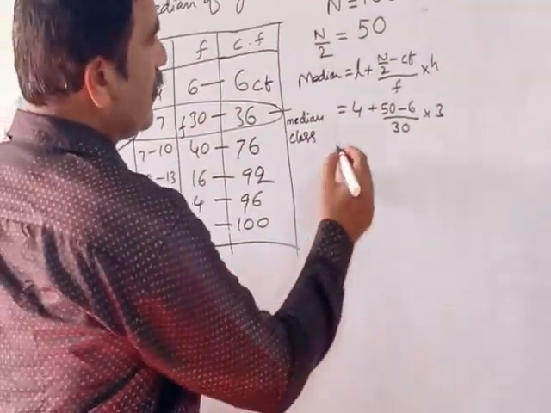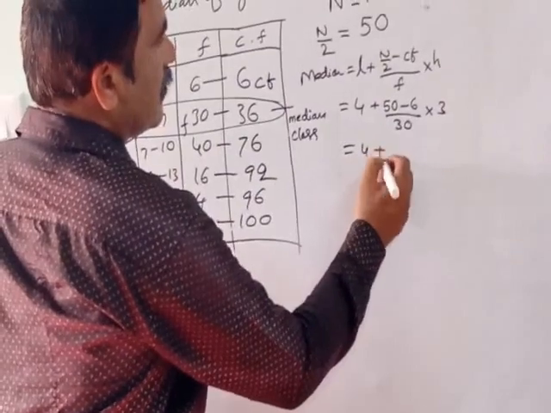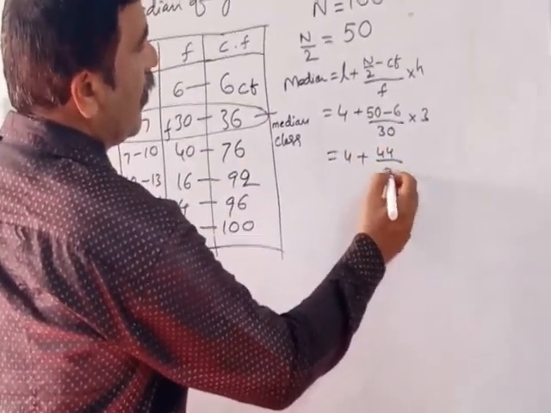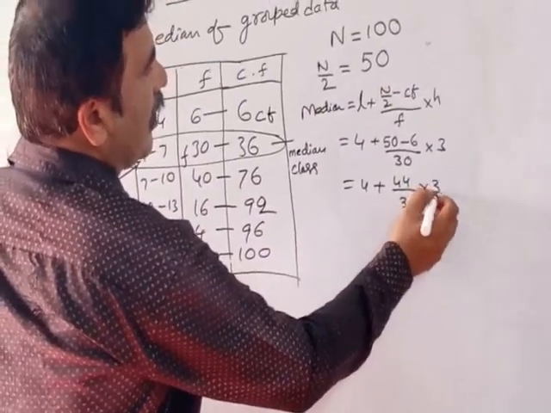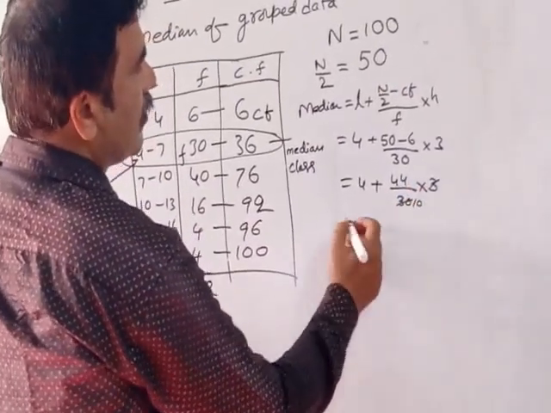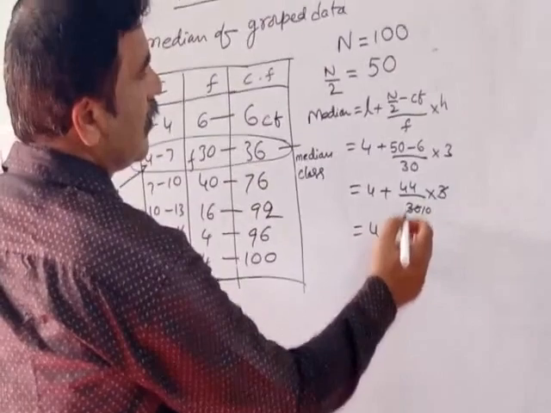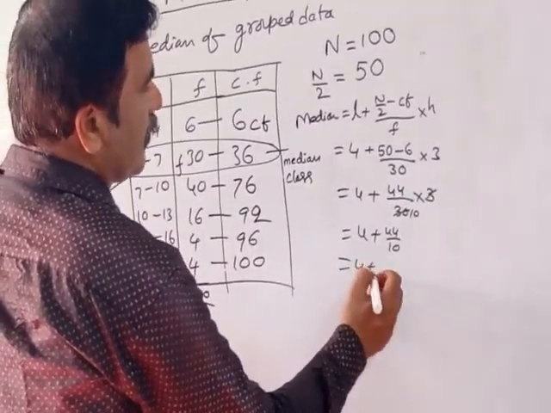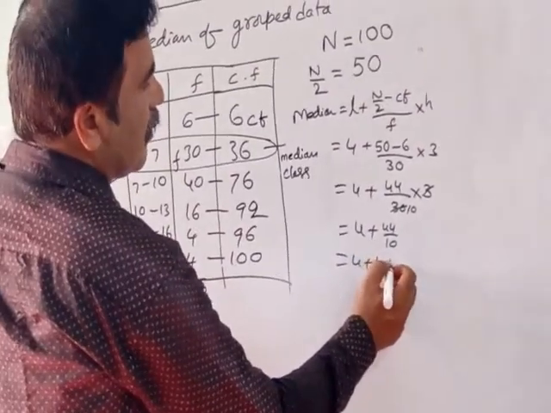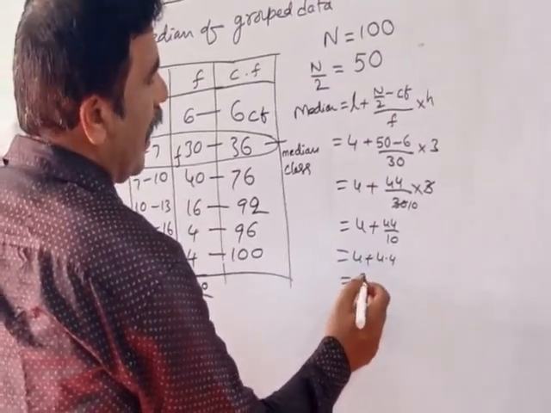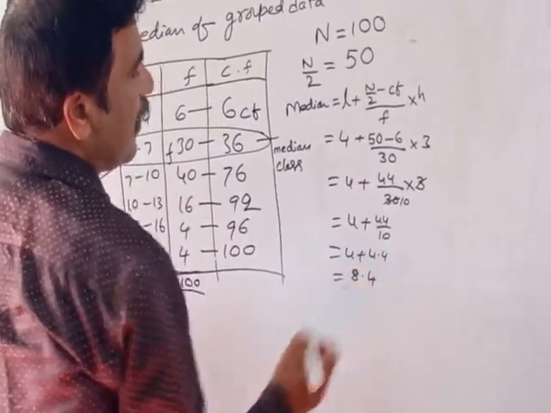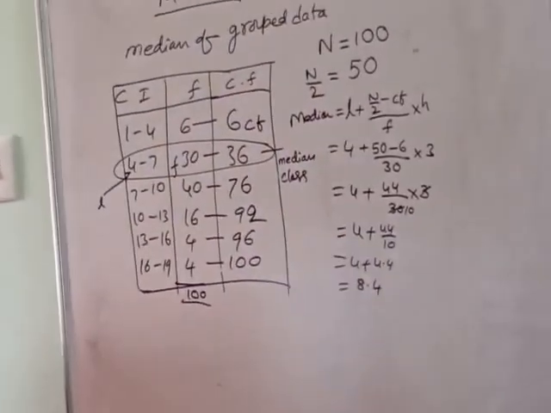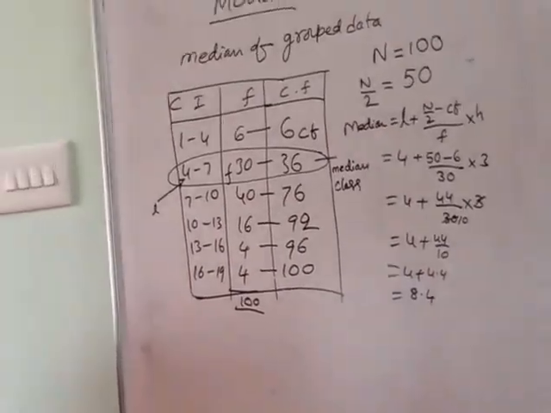Now simplify this. 4 plus (50 minus 6), 44 by 30 into 3. 3 cancels 10 times. You will get 4 plus 44 by 10, which is nothing but 4 plus 4.4. Add, you will get 8.4. It is 8.4.